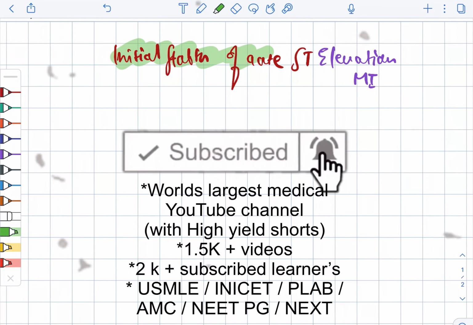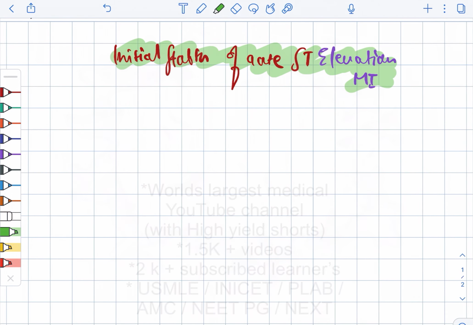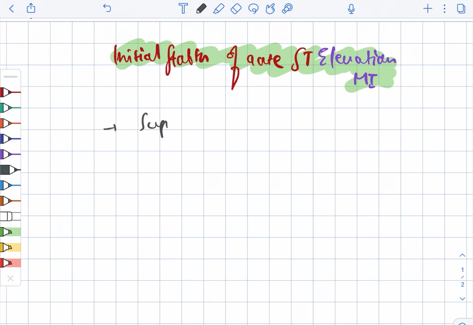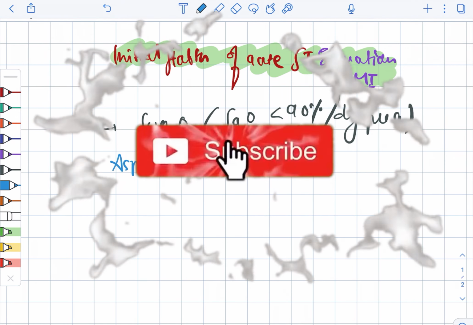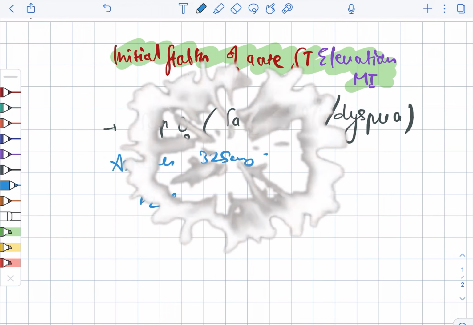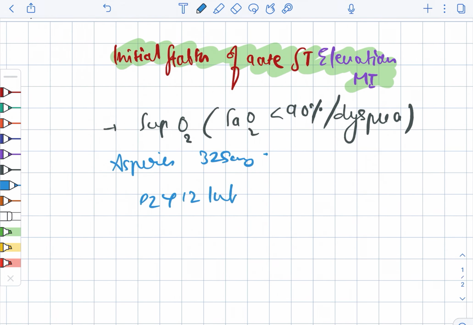Initial stabilization of the acute ST elevated MI. So here, firstly, there can be supplemental oxygen. This is if the SaO2 is less than 90 percent or in case of dyspnea. Next, there can also be addition of aspirin. This is 325 mg, as well as a P2Y12 inhibitor. This can include clopidogrel.